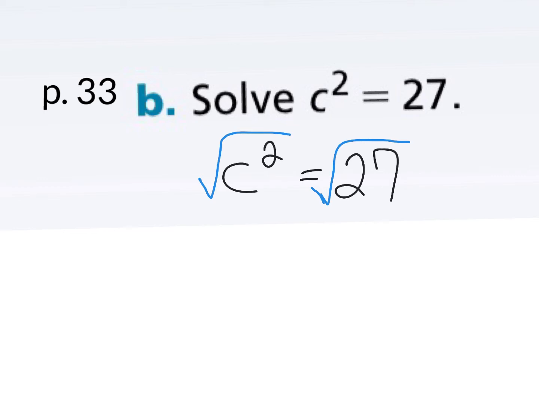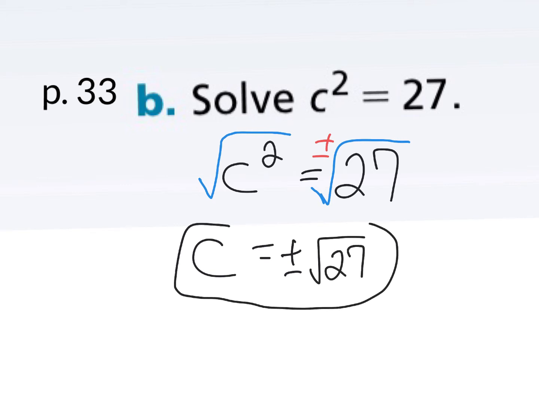But we don't need to do that. Since we are doing a square root this time, we will put plus or minus, because you could have a positive times a positive equals a positive, or a negative times a negative equals a positive. So this one, square root of 27 doesn't come out evenly. It's about 5 point something. And so it doesn't come out evenly either, so we'll just leave it as plus or minus square root of 27, which again means either square root of 27 or negative square root of 27.